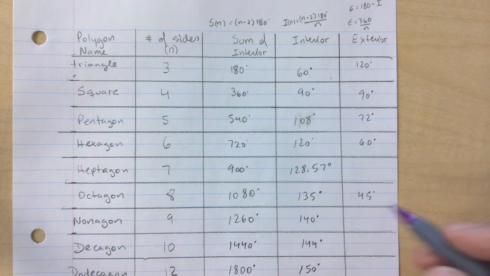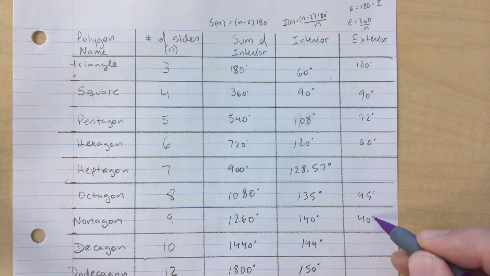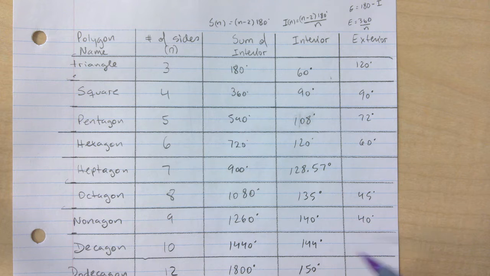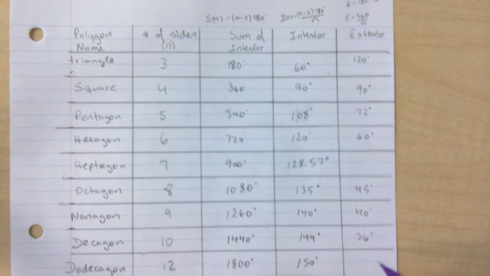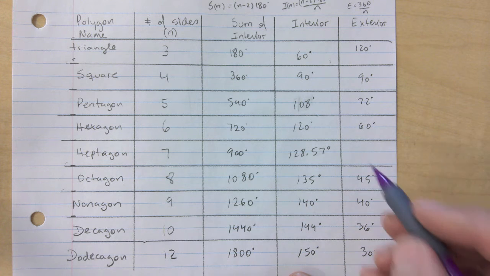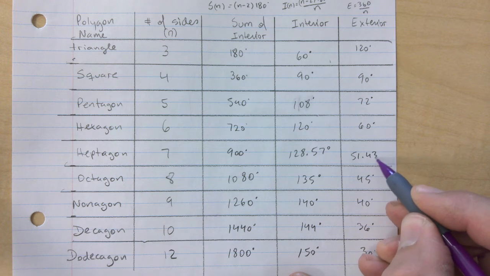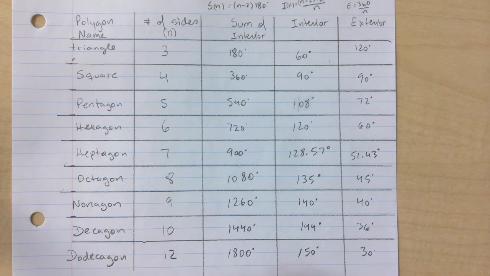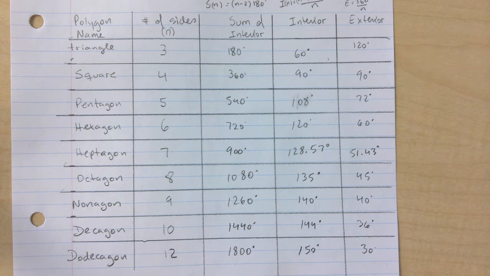What happened to that, Mr. Dirksen? I'll come back to that. I'm doing the easy ones first, right? This would be 36. This would be 30. Right, so I'm just taking this away from 180 to get that one, okay? Okay, so you fill in this whole thing just like that, okay?